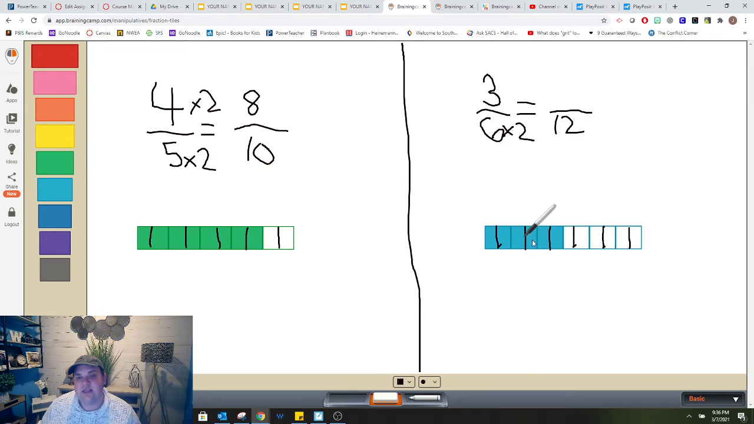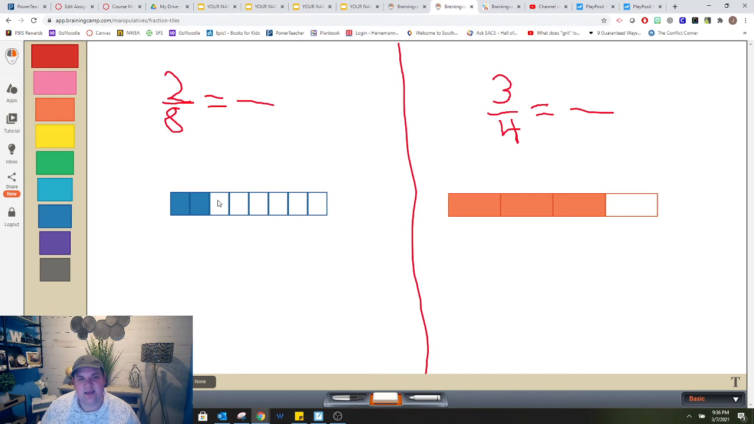But I also took those 3 shaded pieces and made 2 pieces out of those. That's giving me 6 pieces now. And I haven't changed the shading, so it's still taking up the same amount of space in the whole. So 6/12 is equal to 3/6.